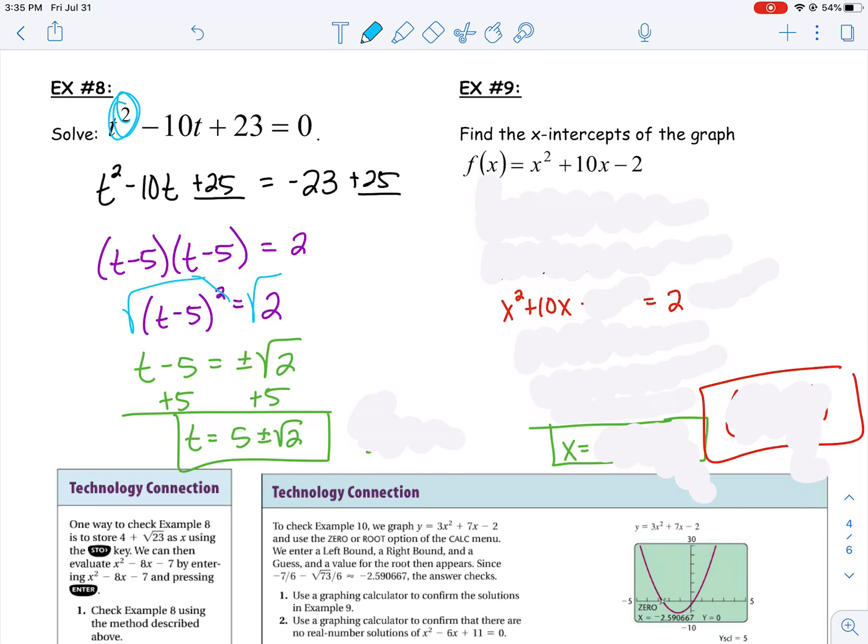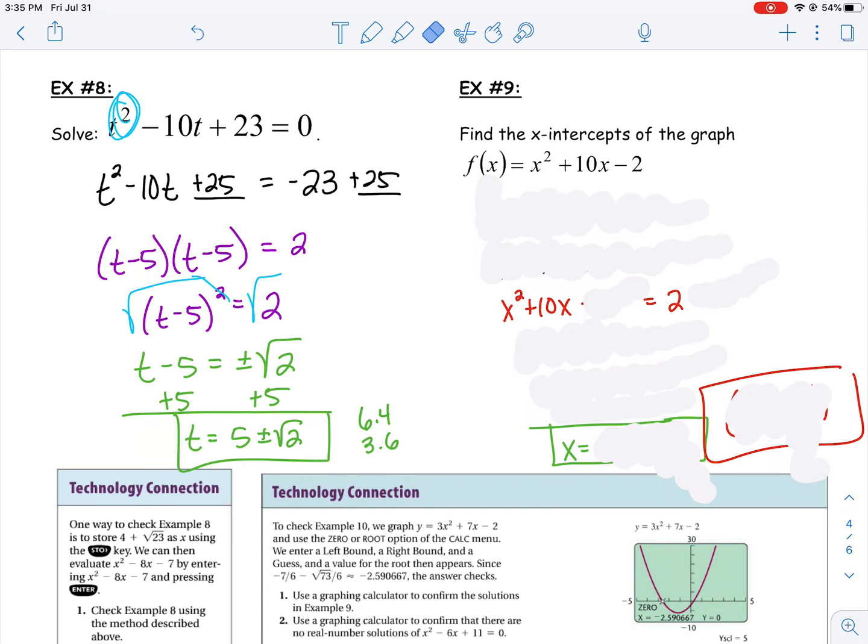We can do 5 plus the square root of 2 and 5 minus the square root of 2, and then round depending on what they said they wanted us to round to. I think if I did it correctly, I got a 6.4 and a 3.6. So 2 different numbers that t equals in order to make that equation true.